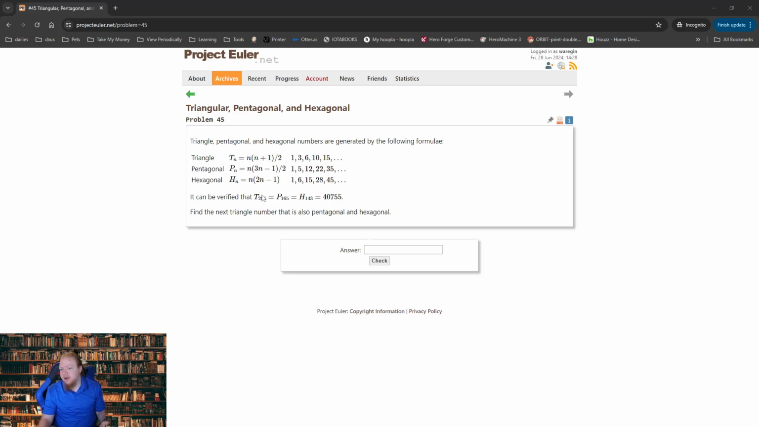It can be verified that the 285th triangle number equals the 106th pentagonal number equals the 143rd hexagonal number, which is 40755. Find the next triangle number that is also pentagonal and hexagonal.